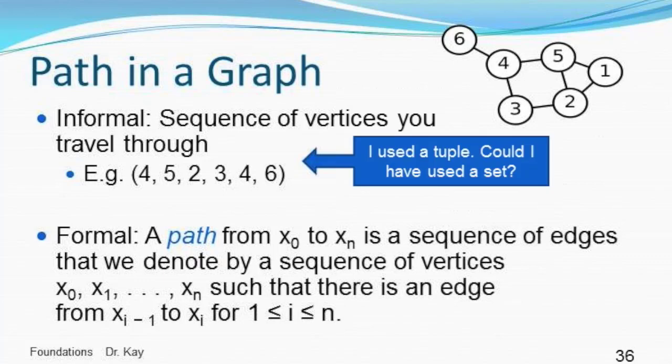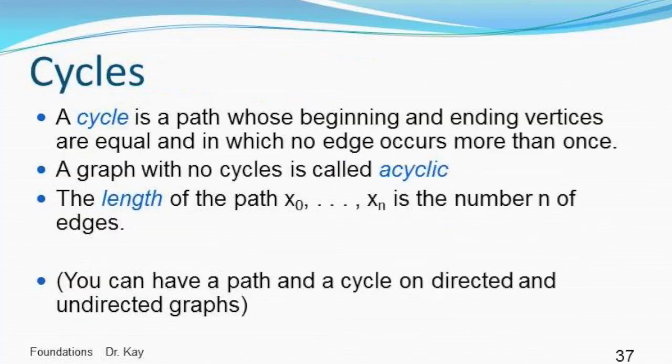I answered my question already, but I said I used a tuple here. Could I have used a set? And the answer, of course, is no, because if I used a set, then order wouldn't matter, and order very much matters in a path. So a cycle is just a special kind of path where the beginning and ending vertices are the same, and in which no edge occurs more than once. So if you have a graph that doesn't have any cycles, we call it acyclic.